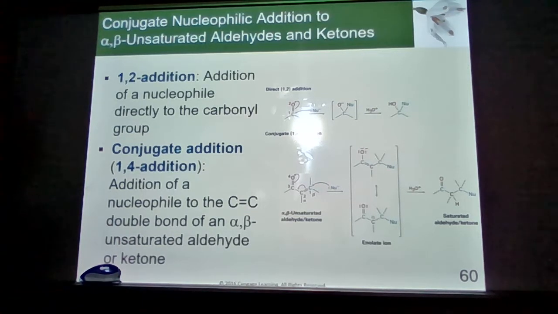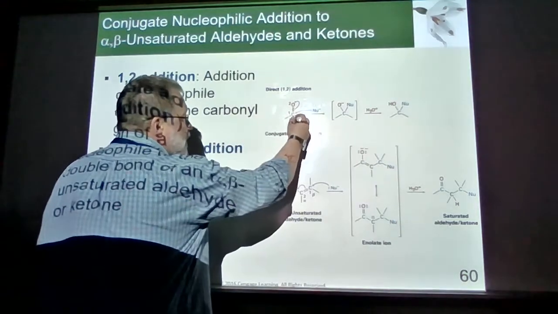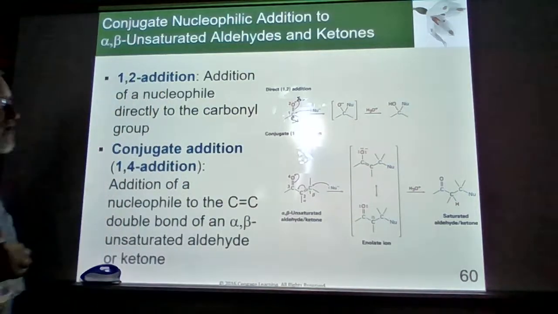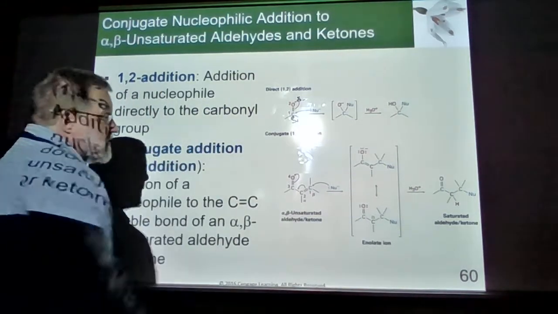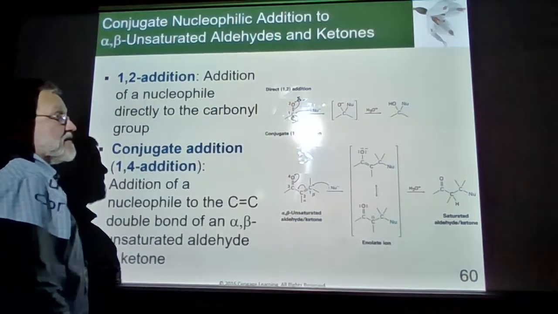One of the next most important reactions besides the Diels-Alder and the Ylide-Wittig reaction is conjugate nucleophilic addition to alpha-beta unsaturated aldehydes and ketones. We have two ways that this reaction can happen. We have what's known as 1,2 addition. We've talked about this a little bit. This carbon is electron deficient. That oxygen is electron rich. This oxygen is screaming out for a pair of electrons. It is a nucleophile. It is an electrophile.